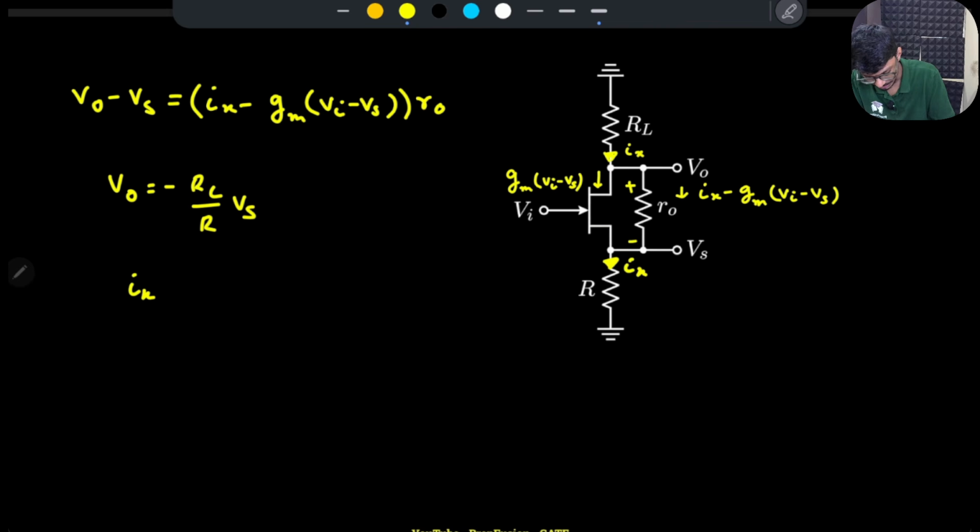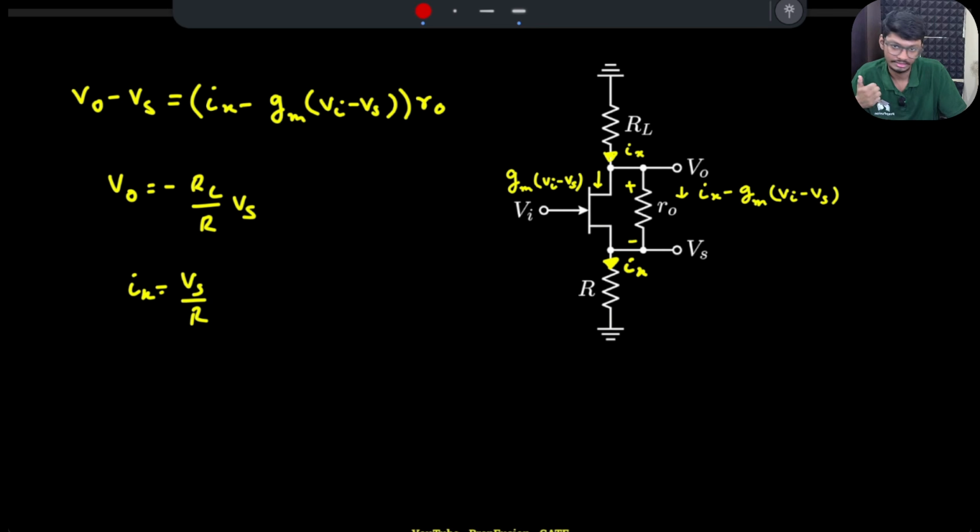So my Ix current would be simply Vs by R, potential difference divided by the resistance. Now you might feel, sir, this is so lengthy. This question is not that simple. This will take you some time, right? And this can be asked in interviews in the later rounds, okay?